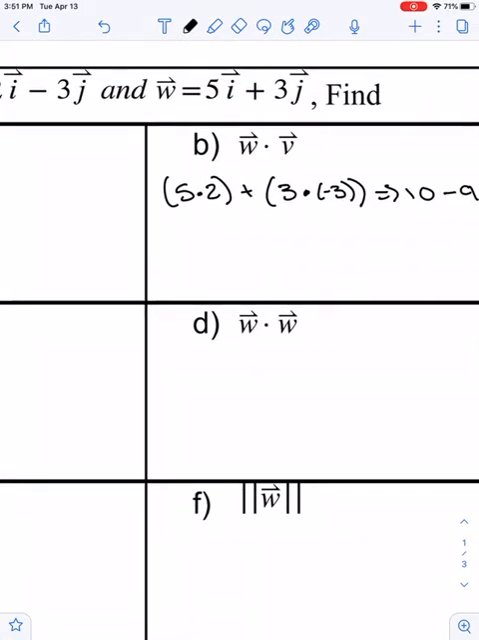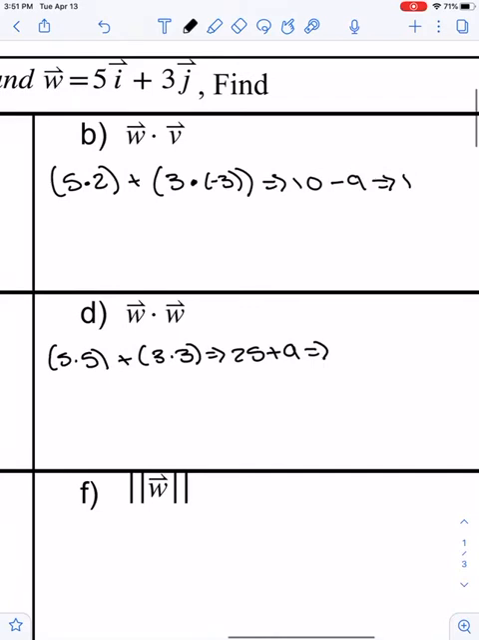Next is w times w. So 5 times 5 plus 3 times 3, which equals 25 plus 9, which is 34.